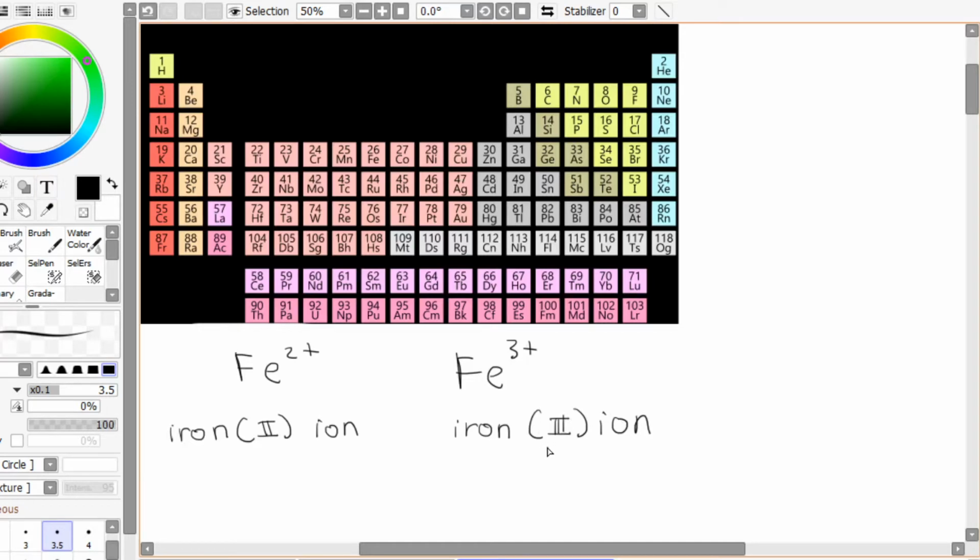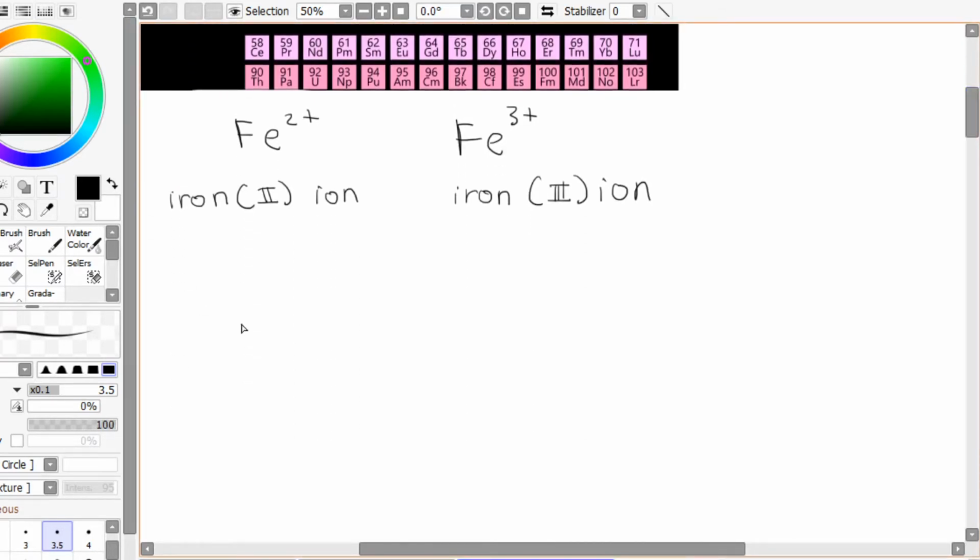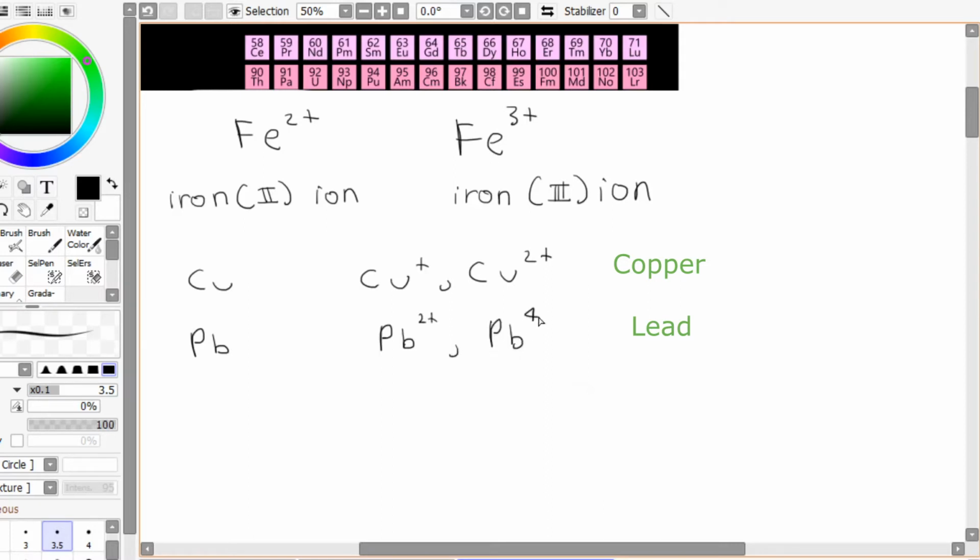Some other elements that behave this way, we have seen them to be copper. So copper can be Cu+ or Cu2+. We can have lead, which can be lead 2+ or lead 4+. Manganese is another one. So these are the other possible ones. And tin.